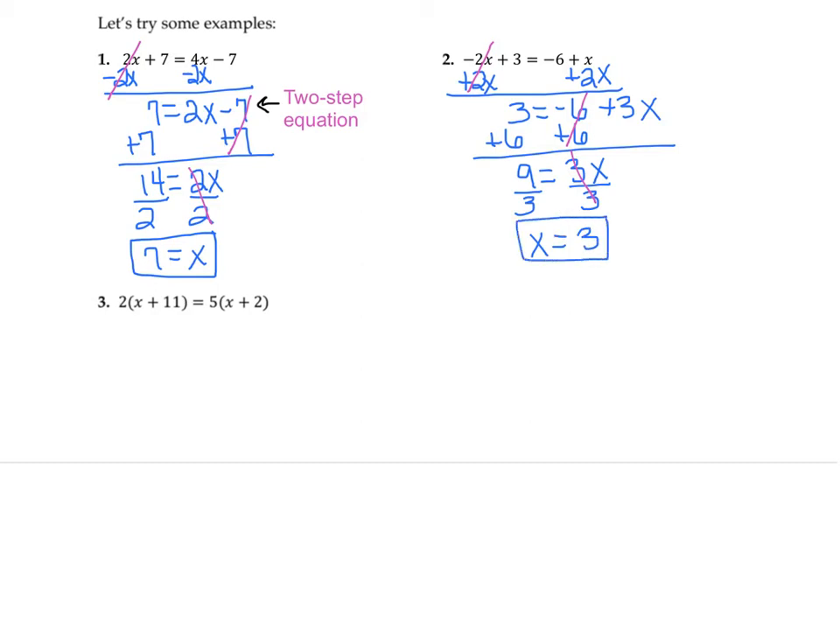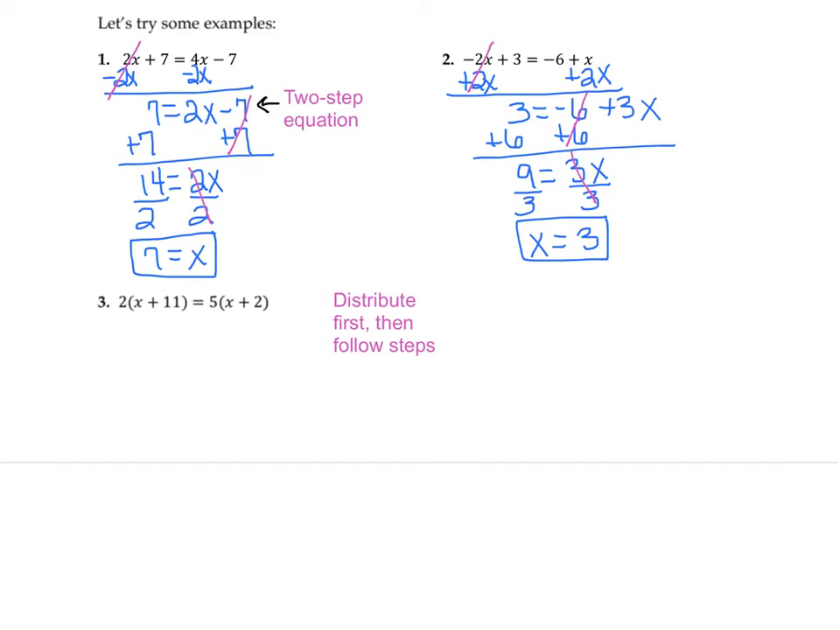Let's look at example 3. We have 2 times x plus 11 equals 5 times x plus 2. So what do we notice that's different in this problem? We notice that we have the distributive property. So when we have the distributive property in an equation with variables on each side, you always want to distribute first. So whenever we have distributive property, we're going to distribute first, then follow the steps.